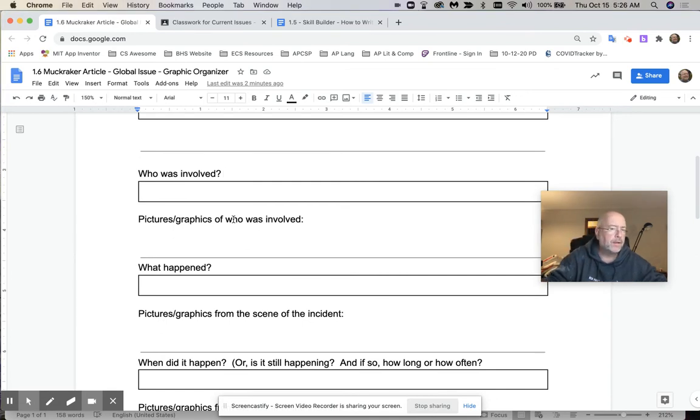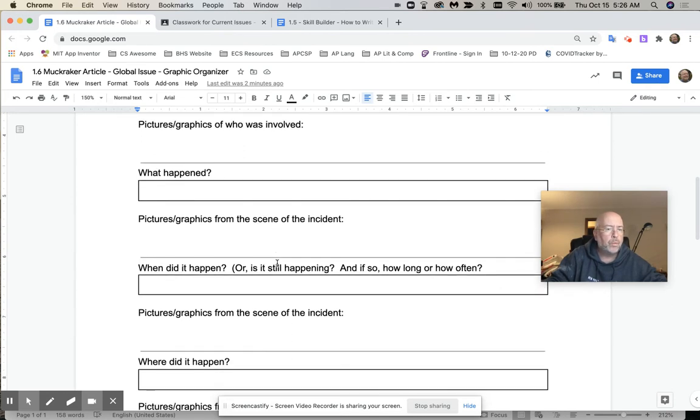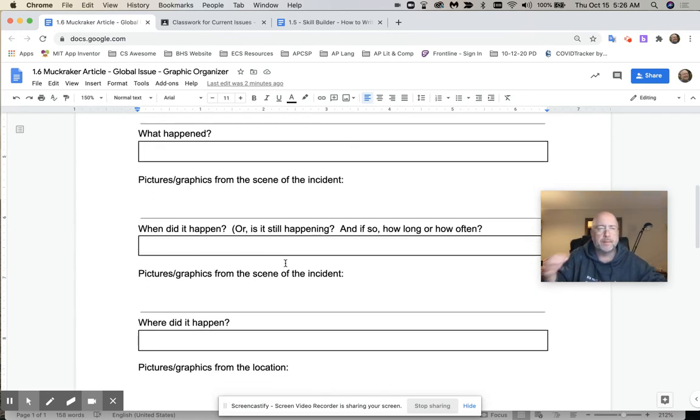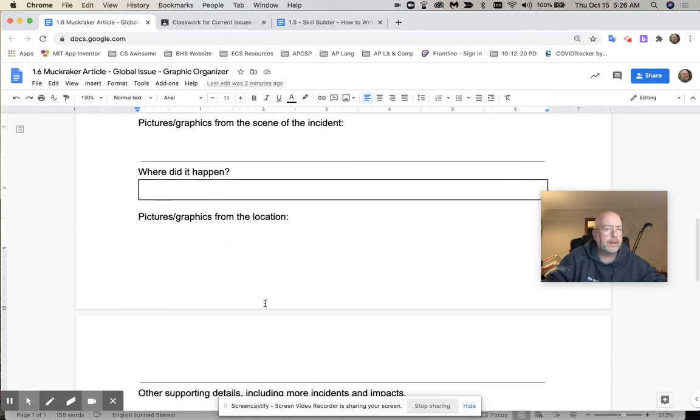Who was involved? And then I need pictures and graphics, because that really is what makes people interested. What happened? If your story is about racial injustice, then give me incidents of racial injustice and when things happened. When did it happen? If you're talking about something that's systemic, it's something that's probably been around for a long time, so I need a bit of a timeline of what's happened. And where, is it a global issue?